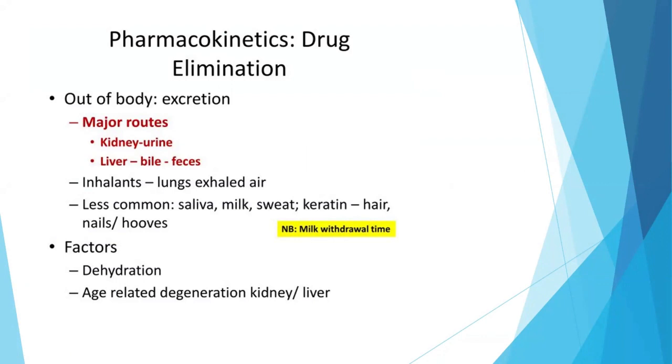Pharmacokinetics, that is drug elimination. Out of the body, it is called excretion. The major routes are the kidney and the liver: through the kidney via urine, and through the liver via bile and feces. Drugs can also be excreted through inhalants, like the lungs exhaling air, and least commonly via saliva, milk, sweat, and keratin, that is in hair, nails, or hooves.